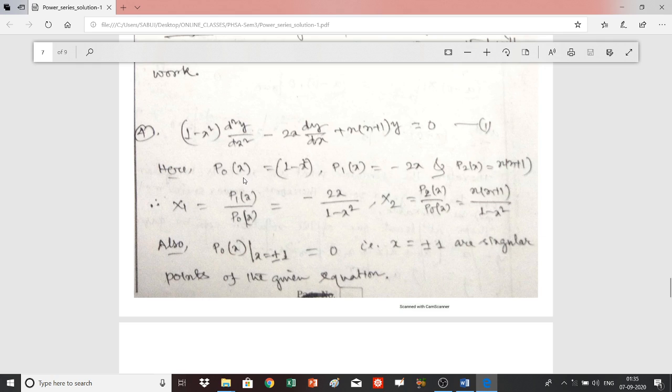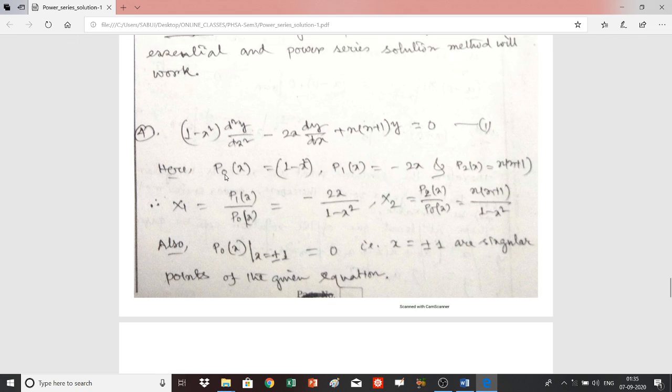Now look at this. p0x is equal to 1 minus x whole square. If x is plus or minus 1, p0 function of x is equal to 0. That means at x equal to plus or minus 1, p0x is equal to 0. From this you can conclude that these two values, plus 1 and minus 1, are the singular points of the given equation, since p0x is equal to 0.